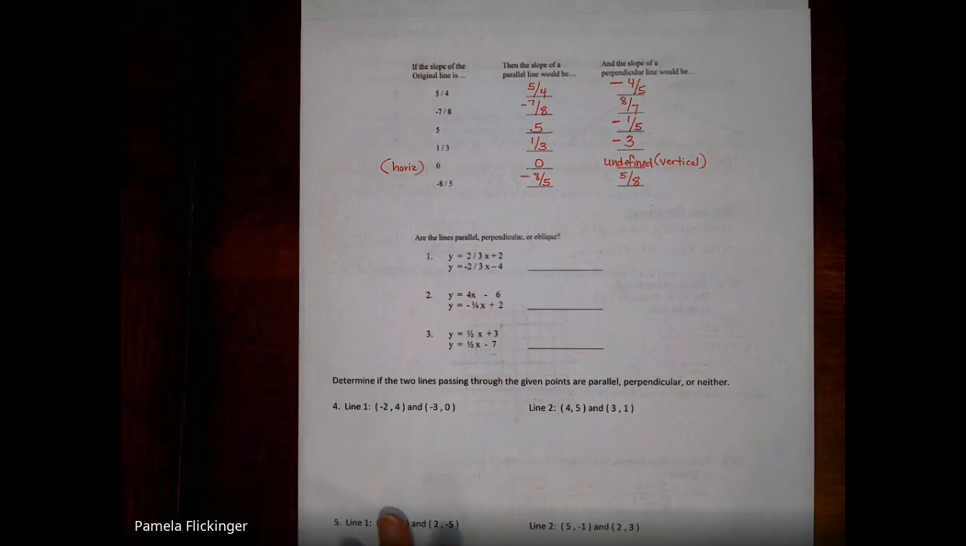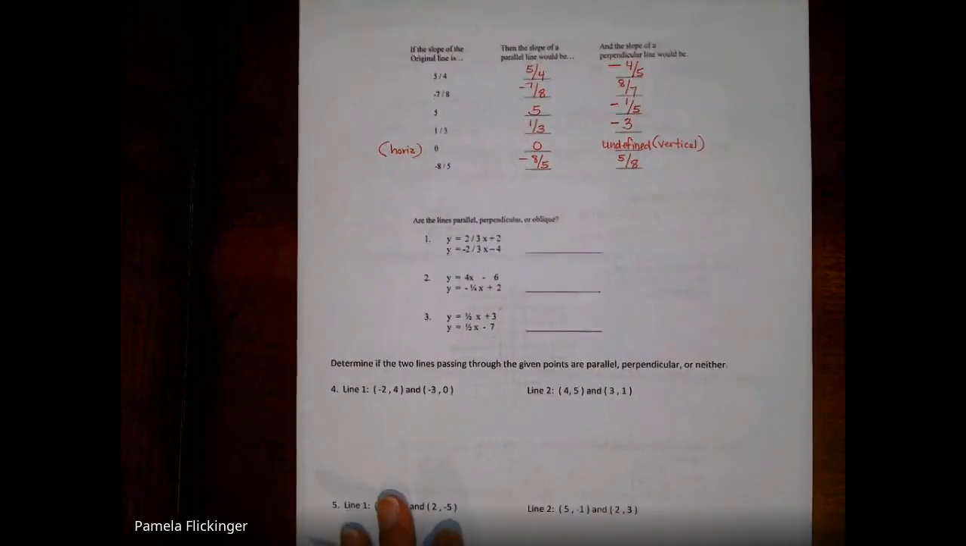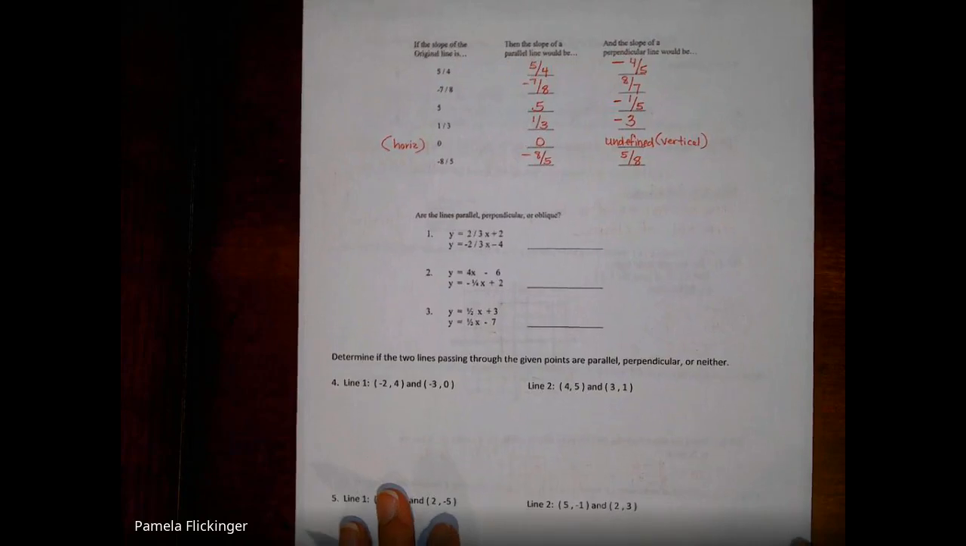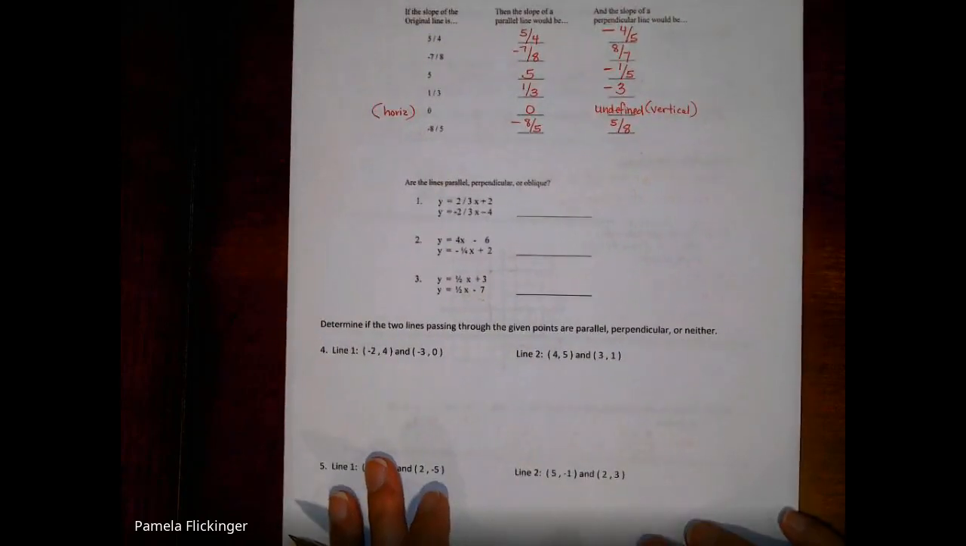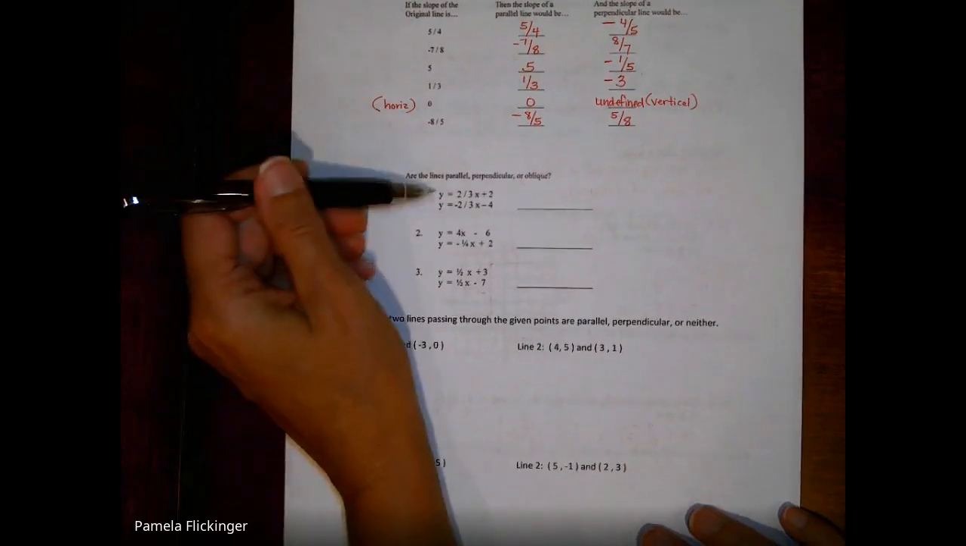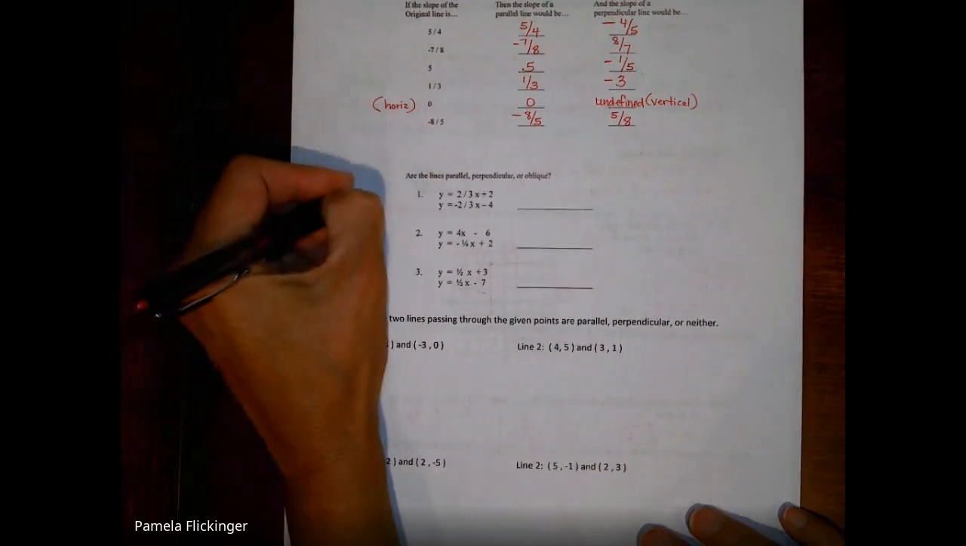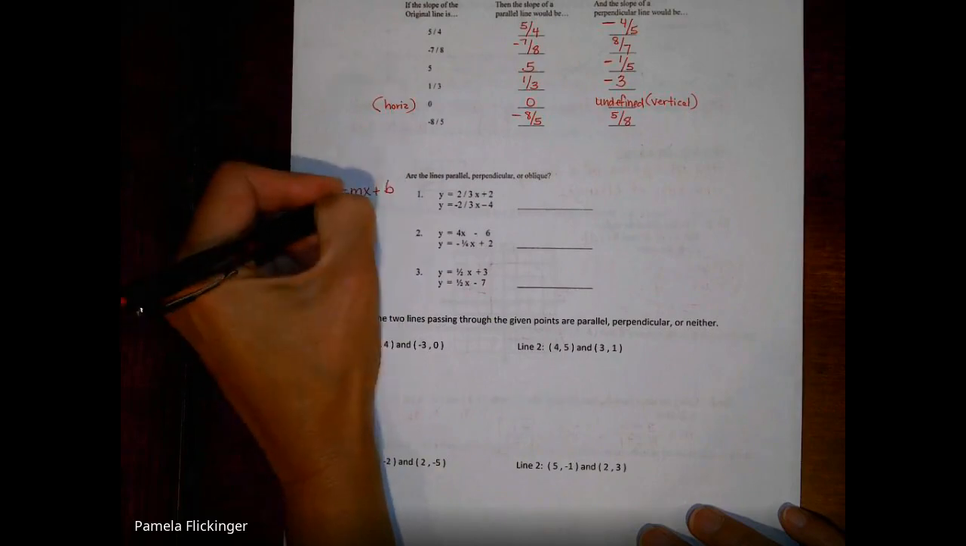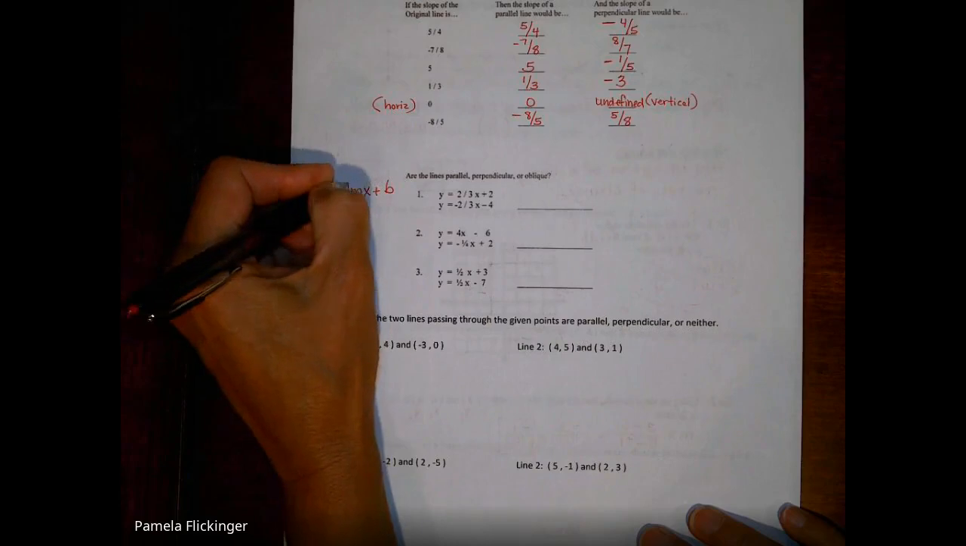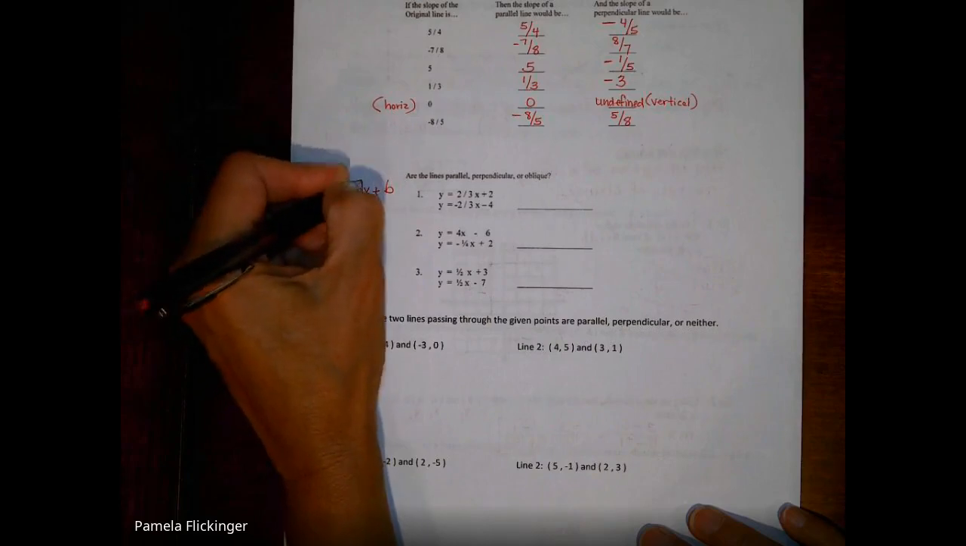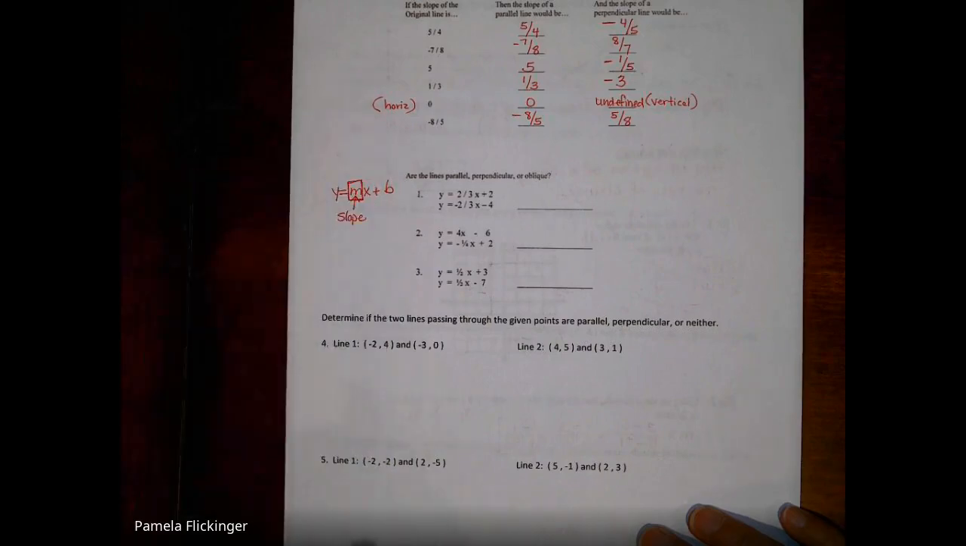So what are we going to do with that? We're going to identify by looking at equations whether or not the lines are parallel, perpendicular, or oblique. All right, so I've got two equations. Let's review first. Y equals mx plus b. M is the slope. So you're always looking just for the number, if it's in y equals form, the number in front of the x. X is not part of the slope, just the value in front.